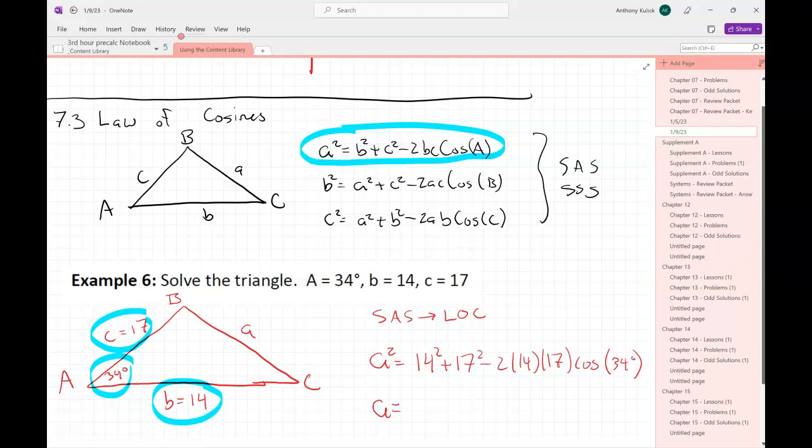Square root both sides. Now, when I square root both sides of an equation, what do I get? Plus minus. But A is a length of a triangle, so we never really want the minus.